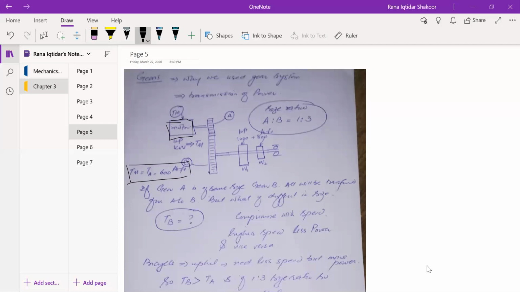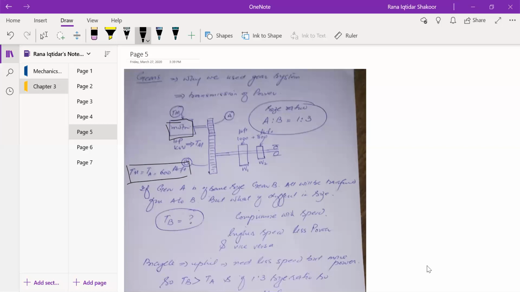So now the question is, how much torque will be shifted from A to B? Will it be the same or will it be different? Definitely it will be different. The reason behind it is the size difference between the two. One is the smaller one and the other one is the larger one, right? The motor is directly attached to this gear A, so all of the torque of the motor, that is 600 pound-feet, will be transferred to A.